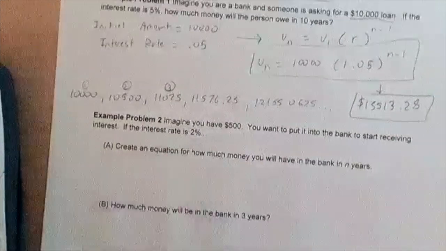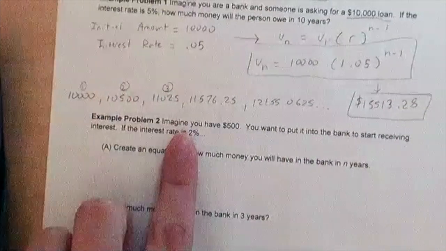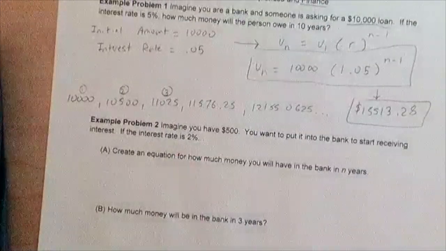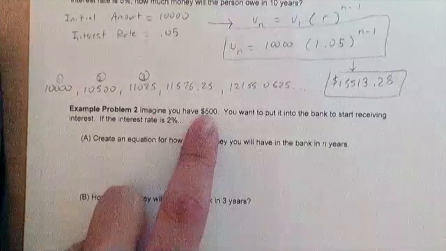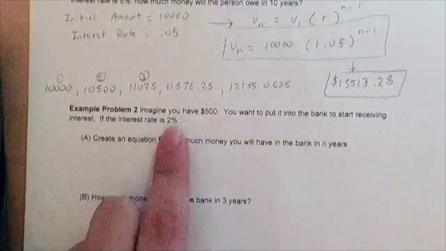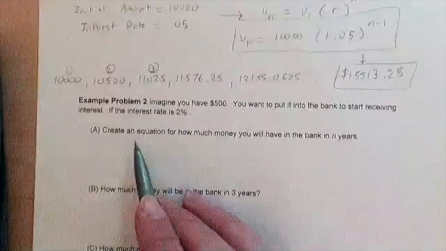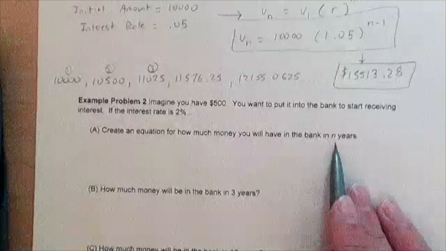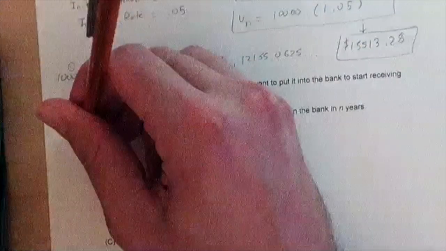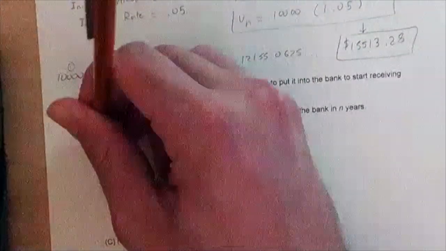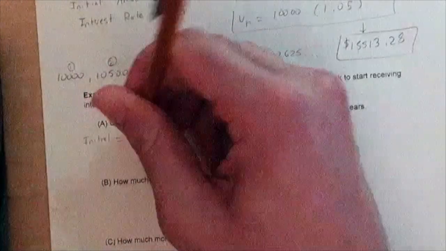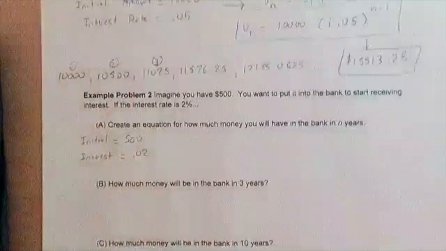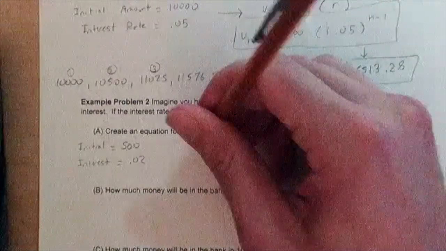But if you're an individual, like if this is you want to put your money in the bank or in stonks or whatever to have a high interest rate or a high rate of return, right? You want the money you put in initially to go up by the highest percent possible. And the bank is like the safest way to do this. So if it says create an equation for how much money you will have in the bank in N years, all we're going to do is talk about the initial amount, which was 500, the interest, which was 0.02, and we're going to put those into the equation.